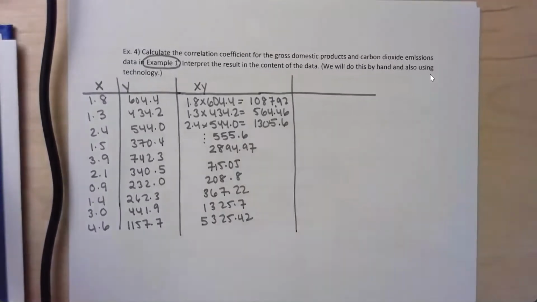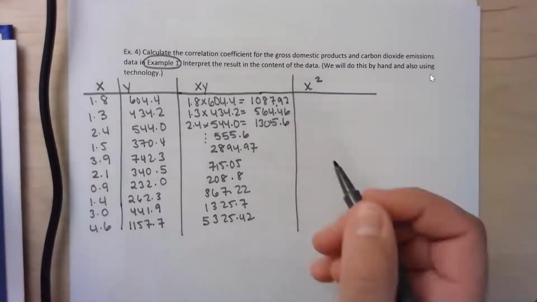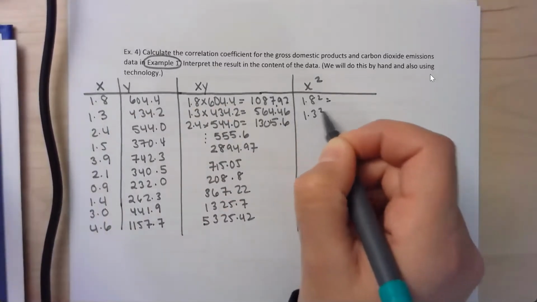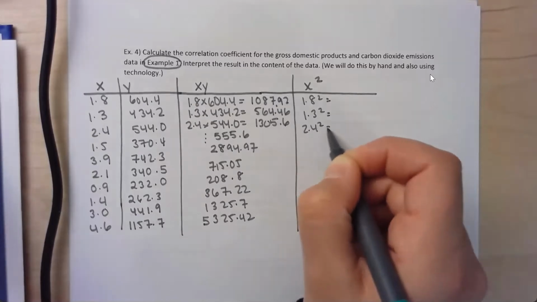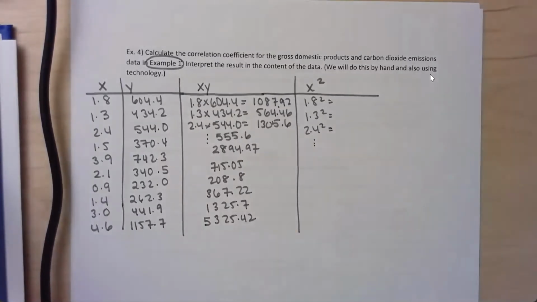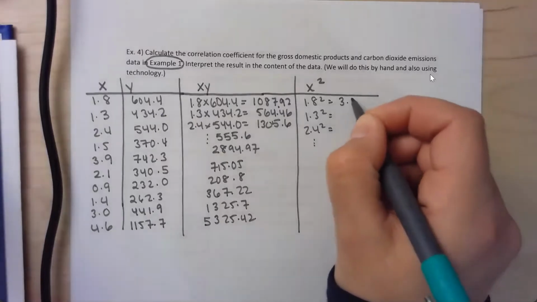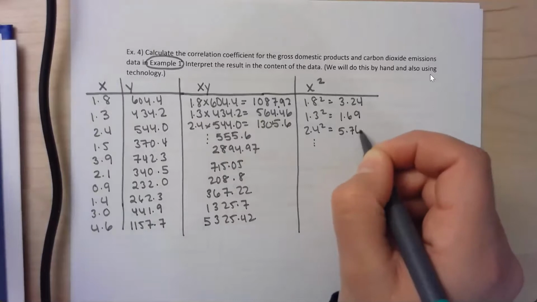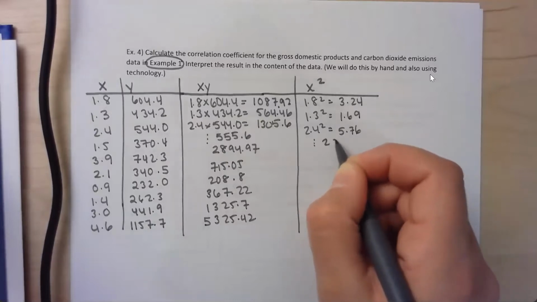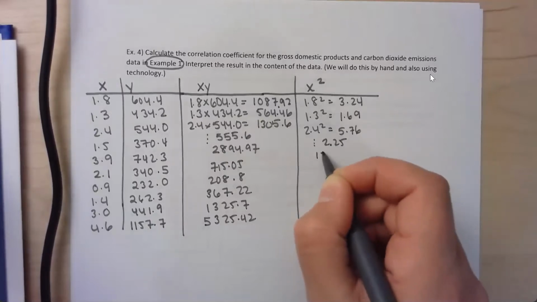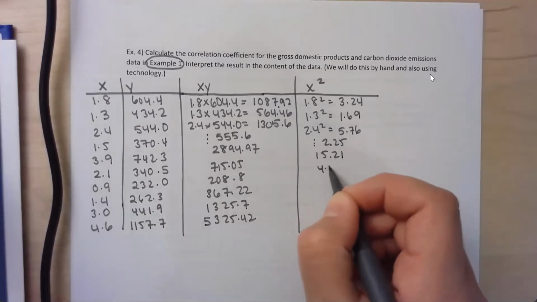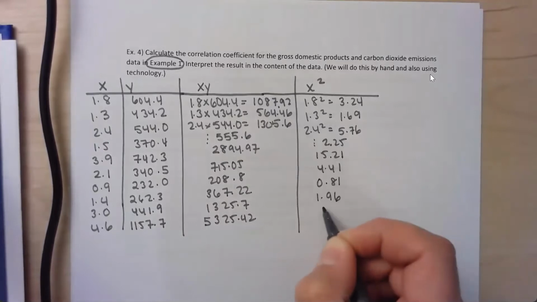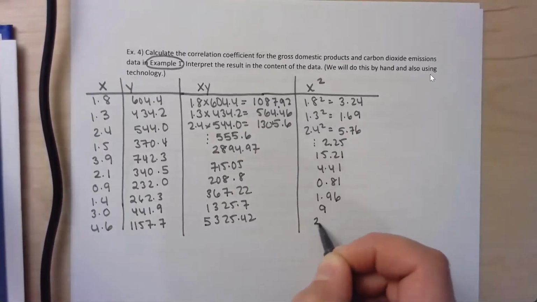Now you're also going to calculate x squared. So you're going to go back to your x's. You're going to do 1.8 squared, 1.3 squared, 2.4 squared, and again, so on down the line. And I'll just give you the answers. It's 3.24, 1.69, 5.76, 2.25, 15.21, 4.41, 0.81, 1.96, 9, and 21.16.